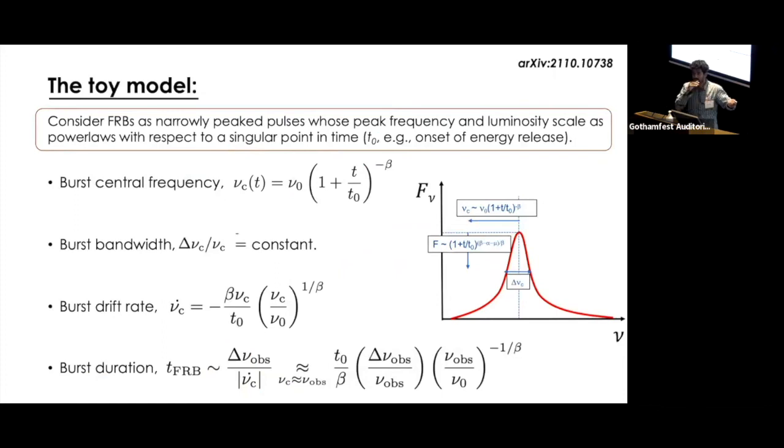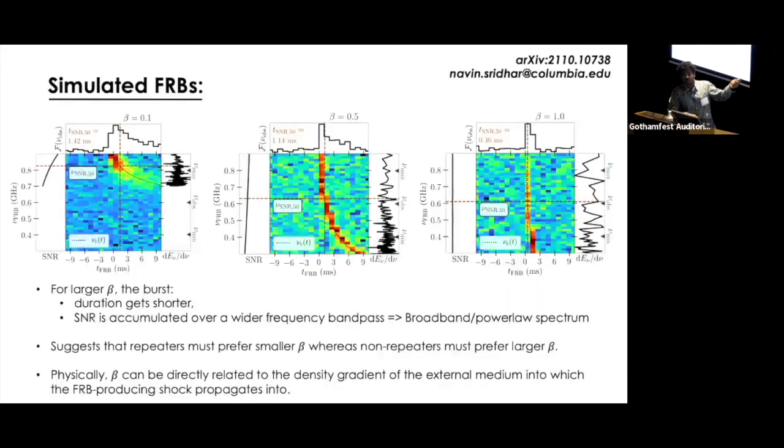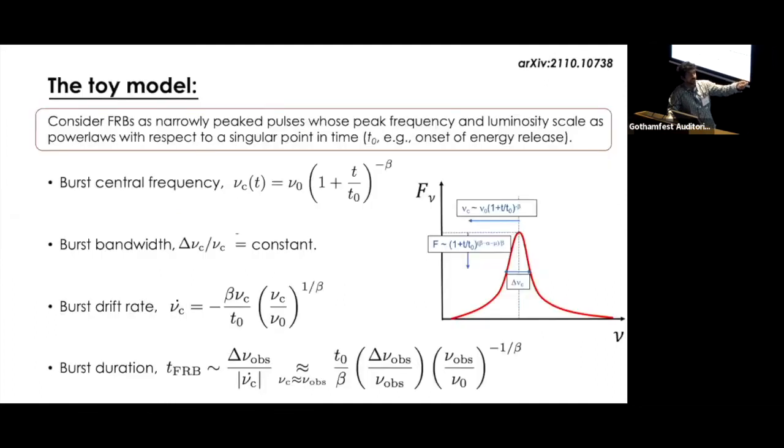It basically says that the central frequency drifts as a power law with time, and so does the flux of the FRB. So with this, we simulate some FRBs. These are not real FRBs; these are computer simulated ones for different power law indices beta. Remember, these power law indices beta determine the central frequency drift rate with respect to time.